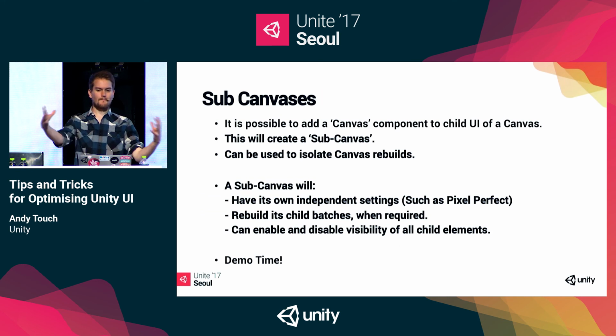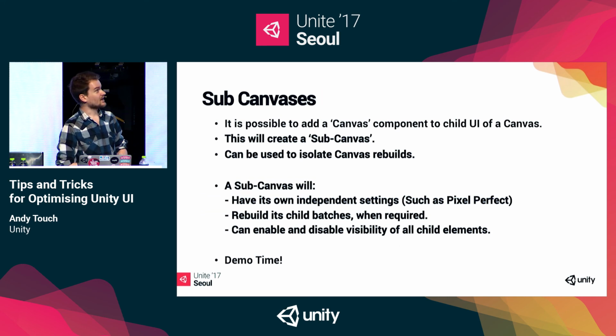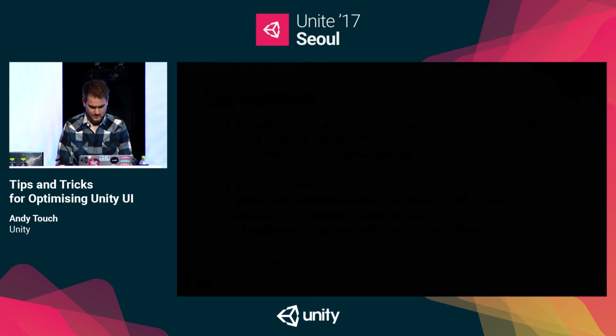So rather than having one big canvas with lots of different child elements on it, you can actually add a canvas component to children. This will create a sub-canvas, and it can be used to isolate canvas rebuilds. Lots of people taking photos, so I'll switch to Unity quickly to show this.